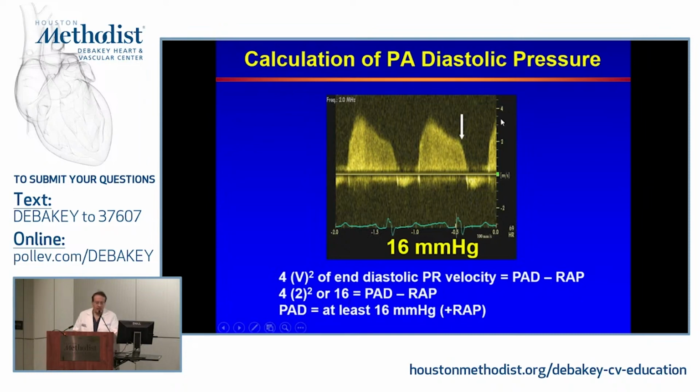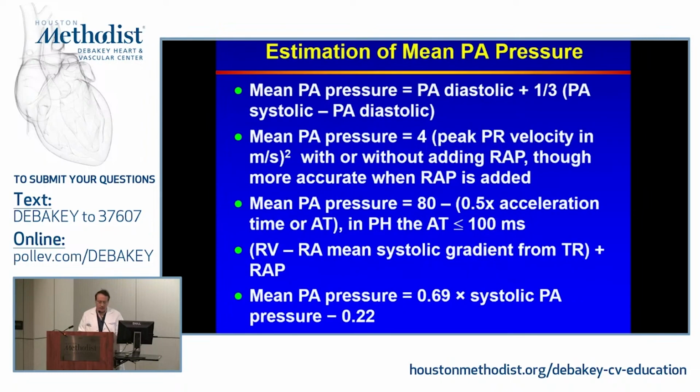I will also tell you that estimation of PA diastolic pressure in the absence of pulmonary disease can be very valuable to gain insight into what the left atrial pressure may be. So now we talked about PA systolic, PA diastolic. How about the mean? The first method to get to the mean pressure is to say I have the PA diastolic, I have the PA systolic, so the mean is diastolic plus 1/3 pulse pressure.